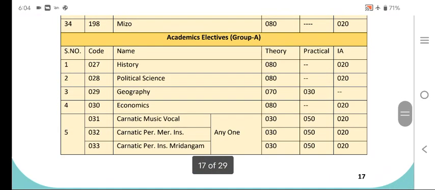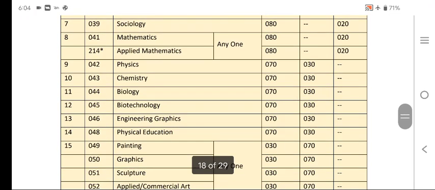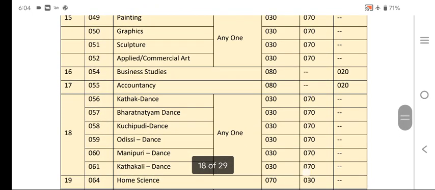So these are the subjects, and the academic ones also: history, political science, geography, Karnataka music, psychology, sociology, all have been given. Here in physics, 70 marks and 30 marks have been decided. Chemistry, biology, biotechnology will all be bifurcated into 70 and 30. And painting, graphics and sculpture will all be bifurcated with 30 marks of theory and 70 marks of practical, as well as business studies and accountancy.